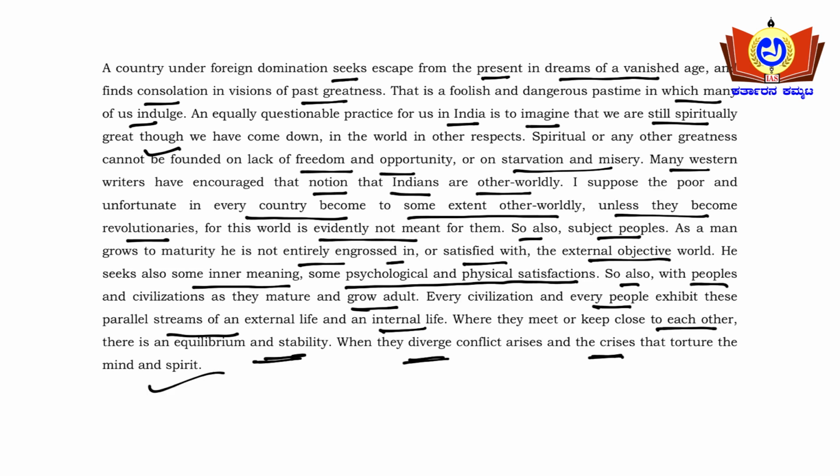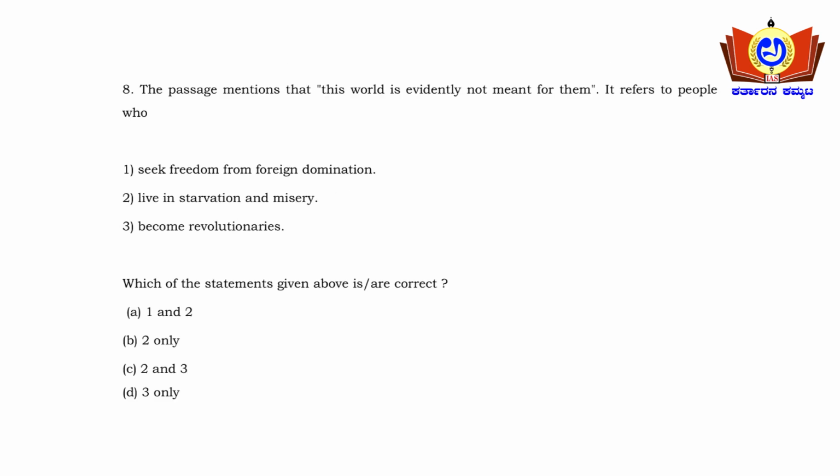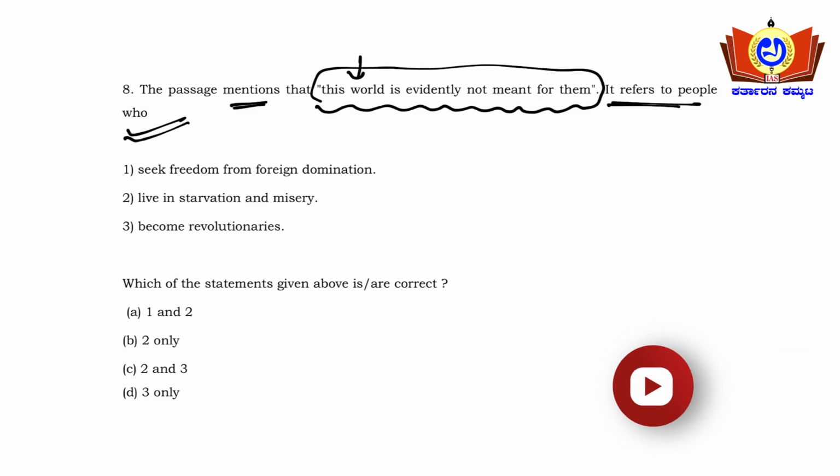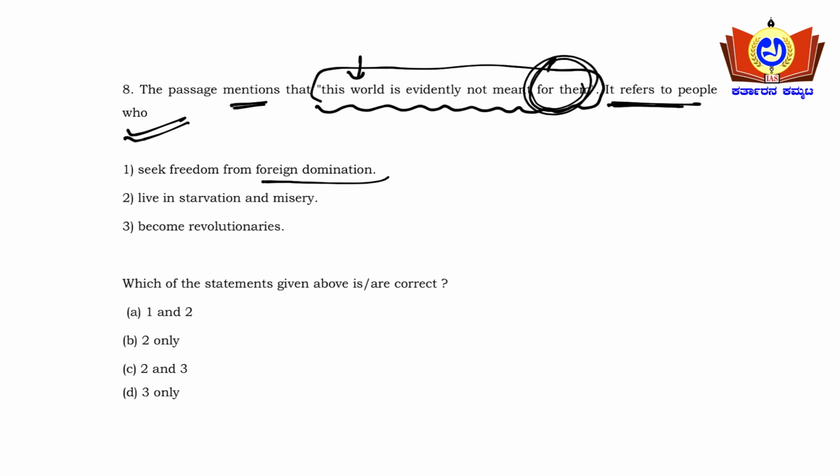So what is the question? The passage mentions that this world is evidently not meant for them here. What do you mean by this world? It refers to the people who, okay, seek freedom from foreign domination? No, this is not the answer. Live in starvation? Yes, actually this is it, according to the passage.